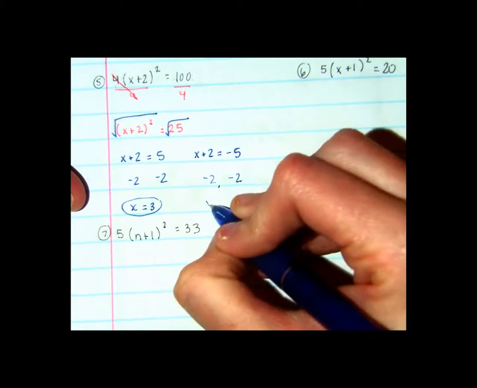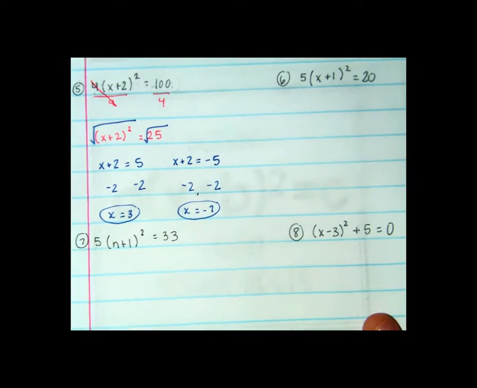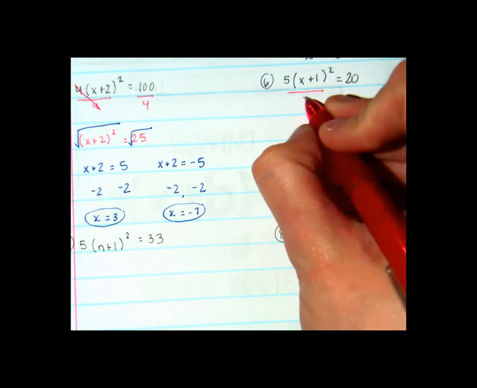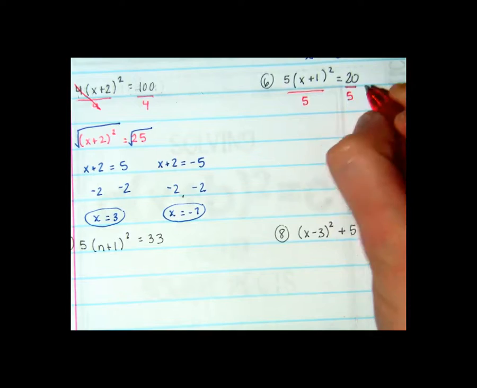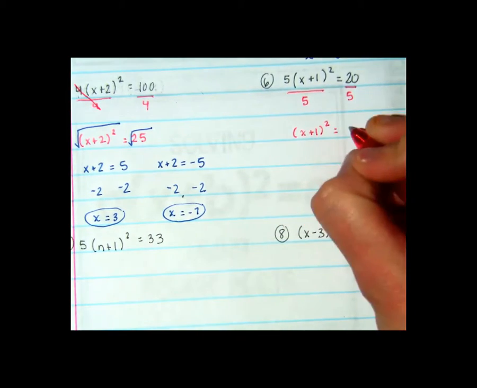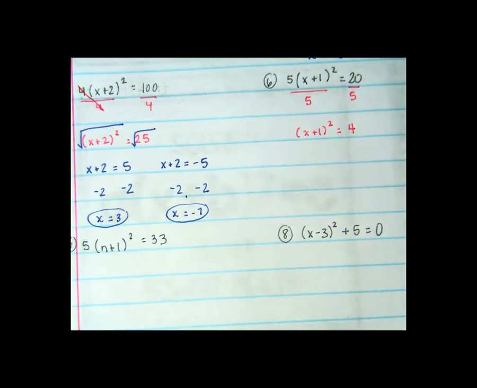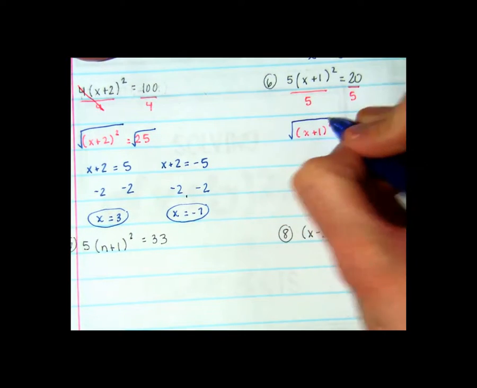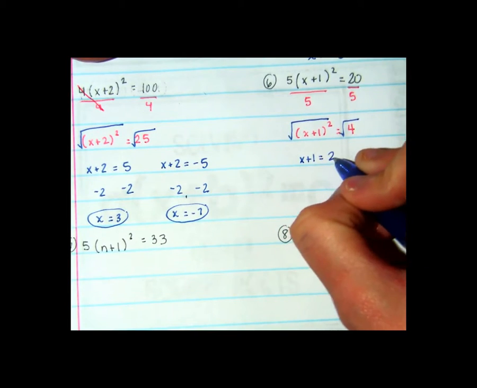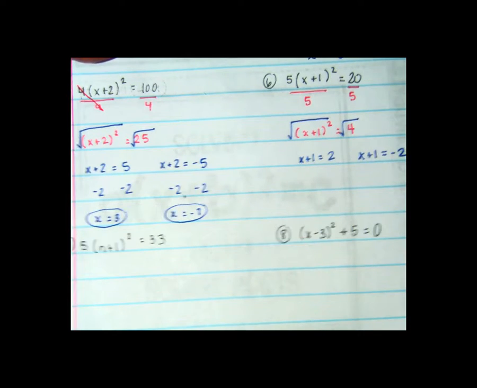So x equals, great. Okay, then what? Divide by 5. So x plus 1 squared equals 4. Okay, then what'd you do? Took the square root. So x plus 1 equals, and x plus 1 equals. Alright, now what?